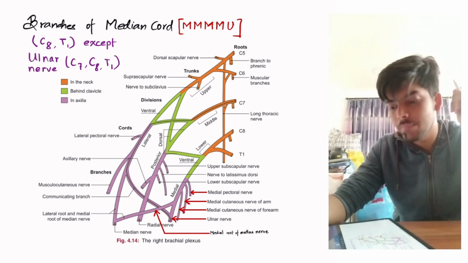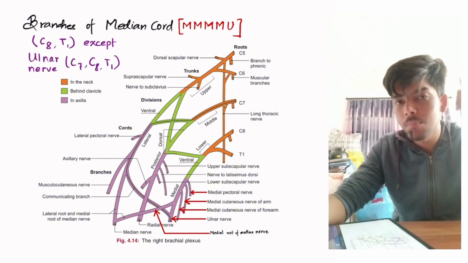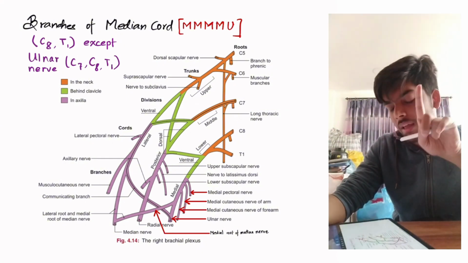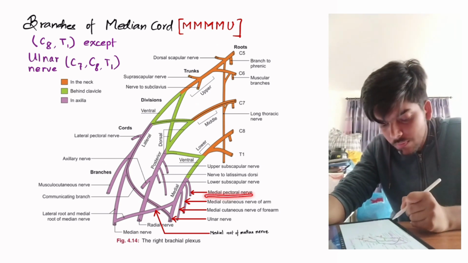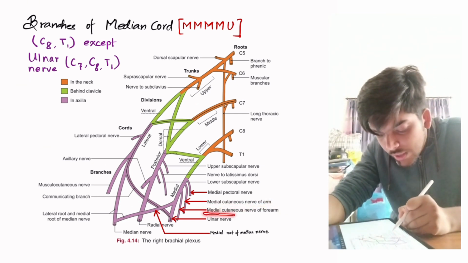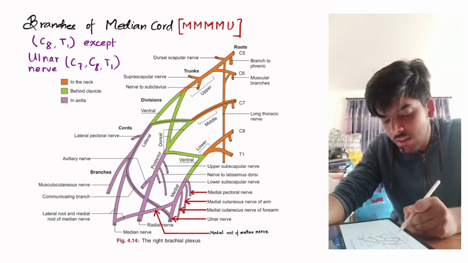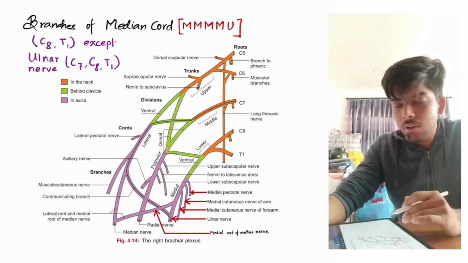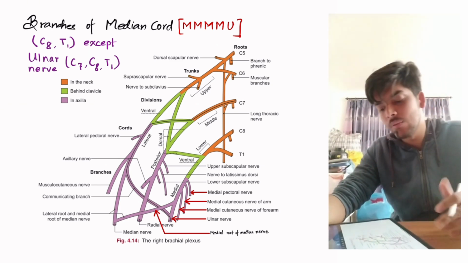Next up, we have the branches of the medial chord. There are altogether 5 branches that you need to know, and the mnemonic for the 5 branches is M, M, M, M, U. So altogether 4 M's and a U. They stand for the medial pectoral nerve, the medial cutaneous nerve of arm, the medial cutaneous nerve of forearm, the medial root of median nerve, and the ulnar nerve. All these branches get contributions from spinal nerves C8 and T1.